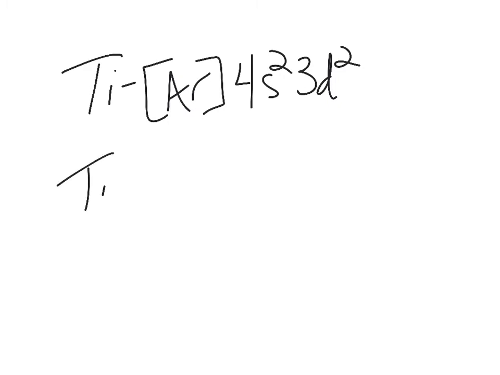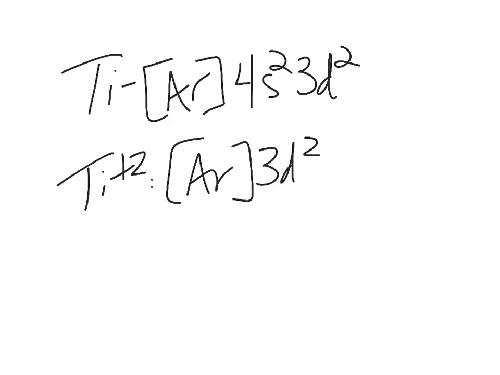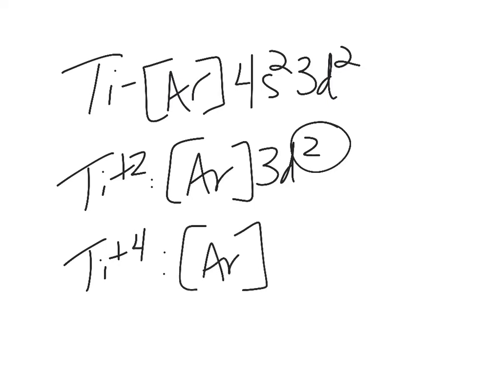Titanium would have a charge of +2 by losing its 2 valence electrons. This 3d2 is very close to an empty d orbital, so it can also be just the electron configuration of Ar and be a charge of +4. Remember, the number of electrons lost is the number of the charge.